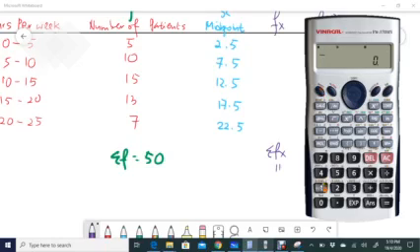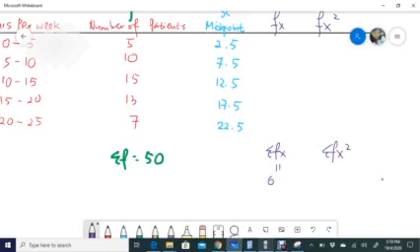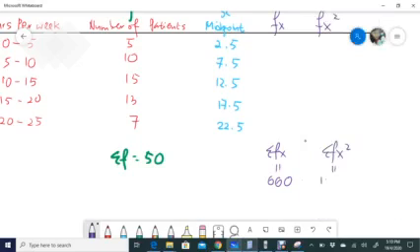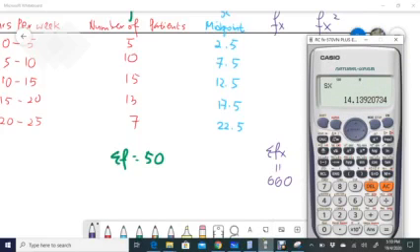Press AC. Then shift 1, then 2, equal, 660. So write 660. After that, shift 1, 1, go for 1, then equal: 10,462.5. So done.